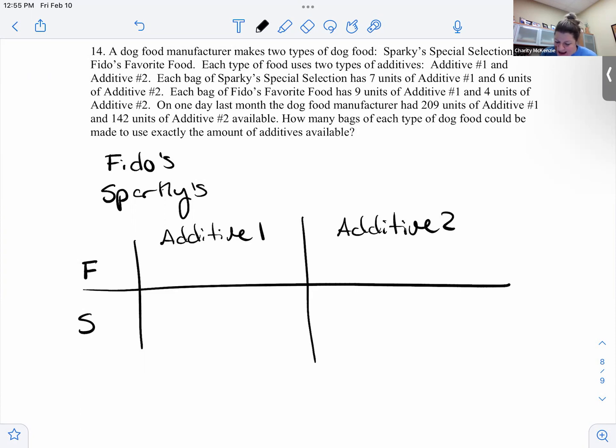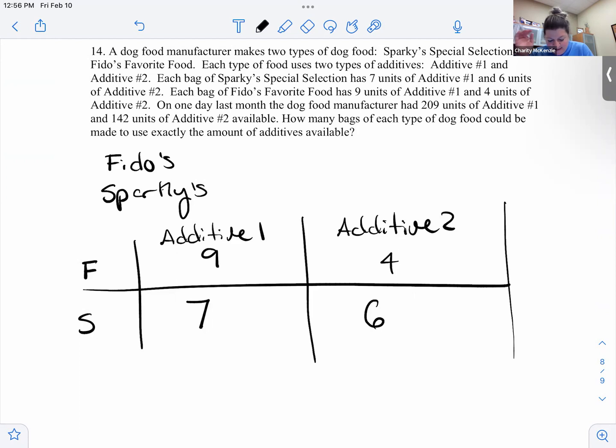Each type of food, additive 1 and additive 2. Okay, each bag of Sparky's Special, so I'll do Sparky's first, had 7 units of this one and 6 units of this one. And Fido had 9 units of this one and 4 units of this one. Okay, and so I got that right? 9, 4. Yep.